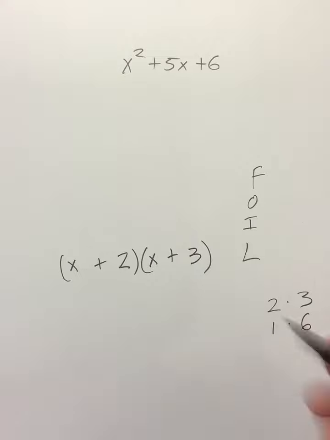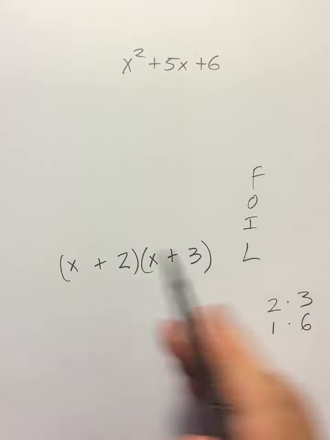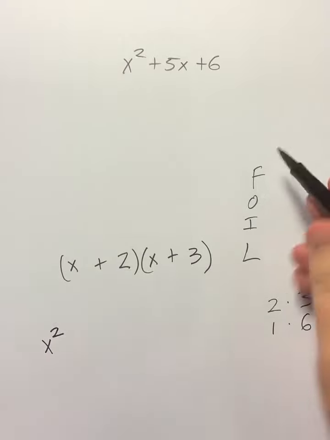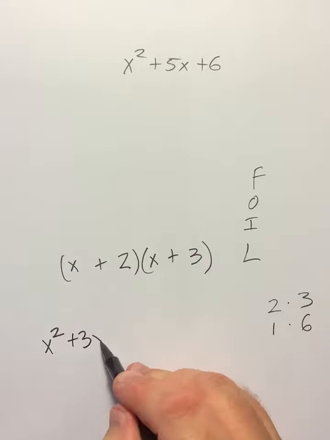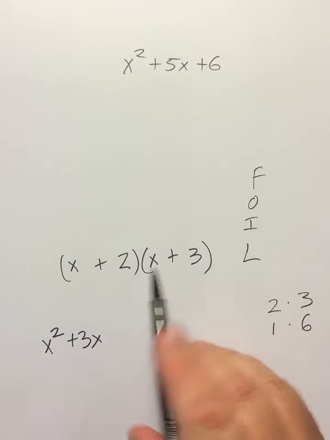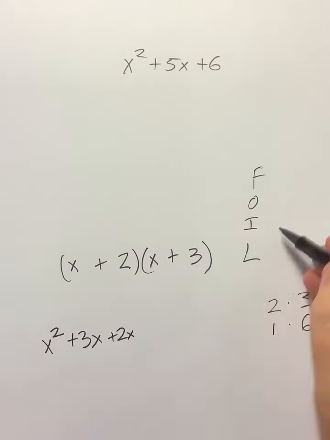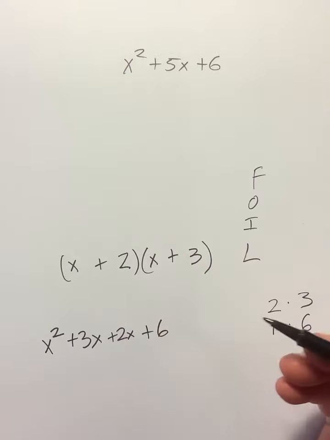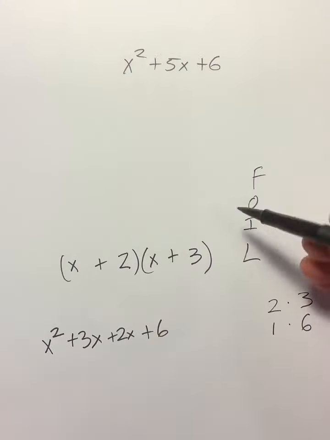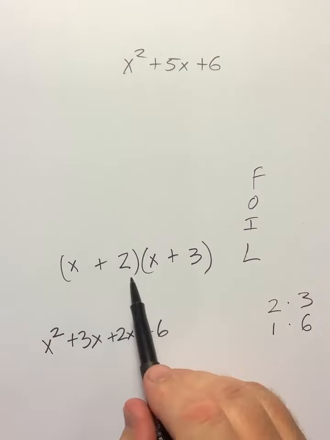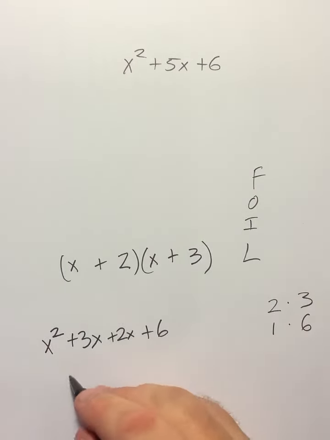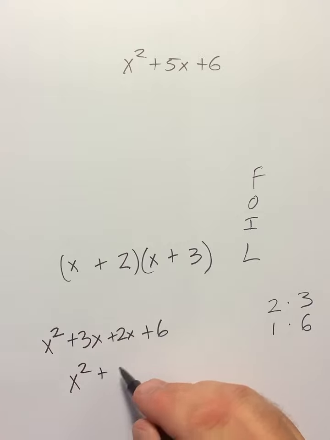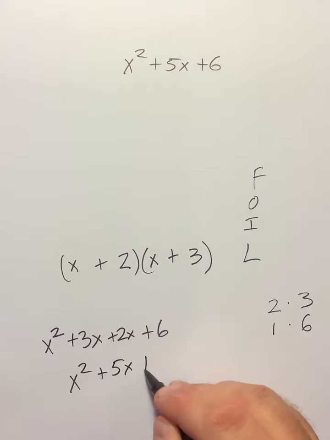To check my work, I'm going to go back and do the FOIL method. First, x times x is x squared. The outer terms, x times 3 is 3x. The inner terms, 2 times x is 2x. And the last term is 6. So you see the outer and the inner turn into this when I combine them together, because 2x plus 3x is 5x.